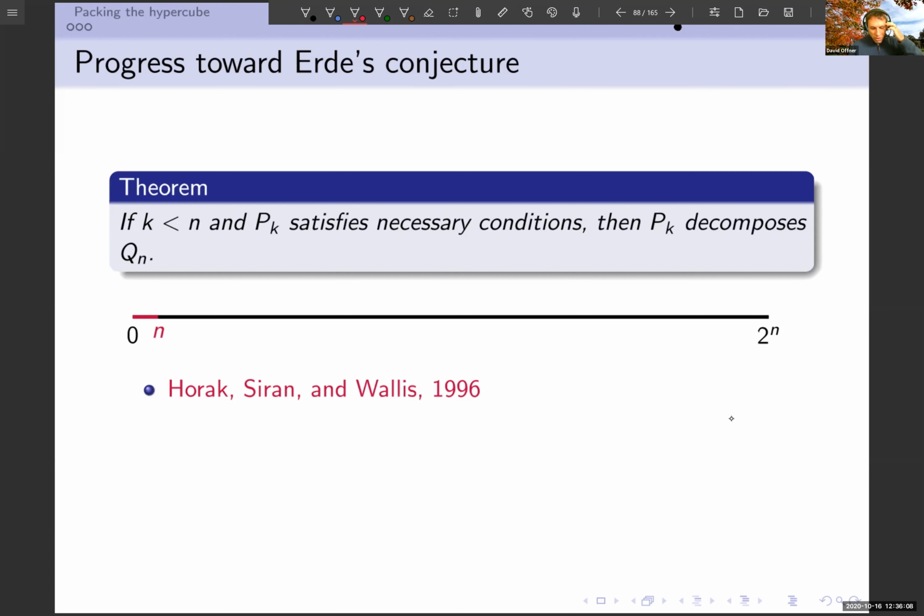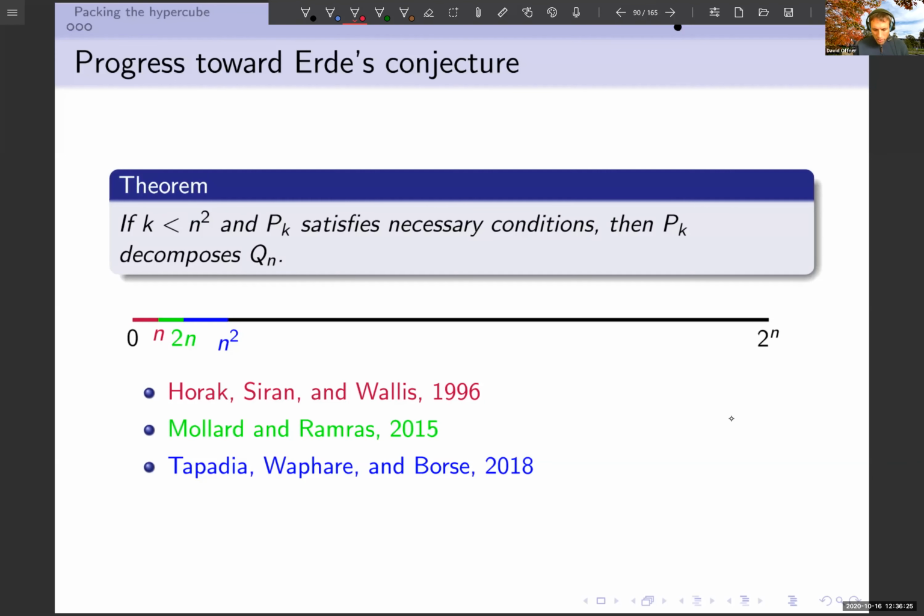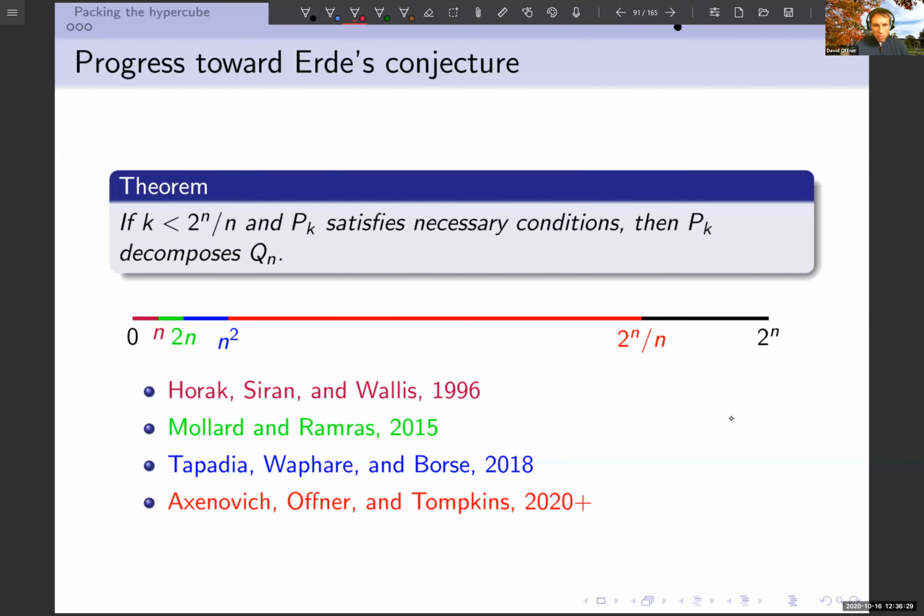So Horak, Siran, and Wallace already in '96 showed that if I have a path length up to length n, those path lengths can decompose the hypercube. The Mollard and Ramres result, remember, short cycles gave us up to 2n. Tapadia, Wapner, and Bors give us up to about n squared, and our result gives us up to about 2 to the n over n, right? So we're still not there. Airy's conjecture is still open, but we're closer than we were before. Okay. Good.